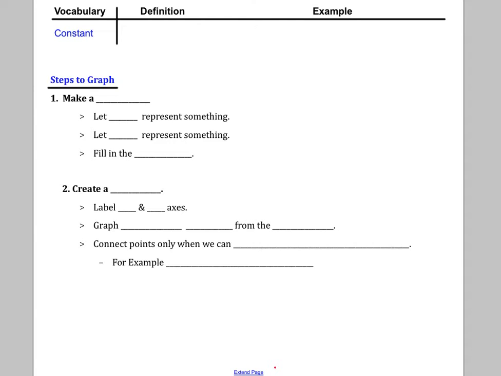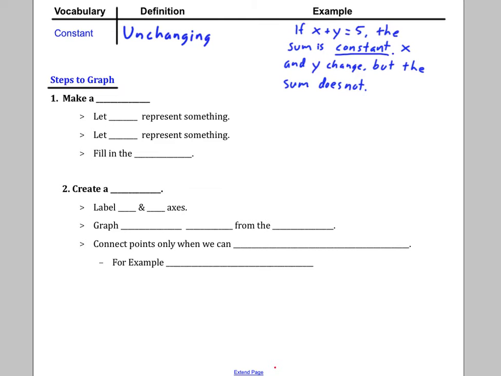This lesson is about constant sums and constant differences, and how to graph them. First, remember what the word constant means. It means unchanging. A constant sum, like x plus y equals 5, is called a constant sum because the sum is constant. X and y can change, but the sum does not.